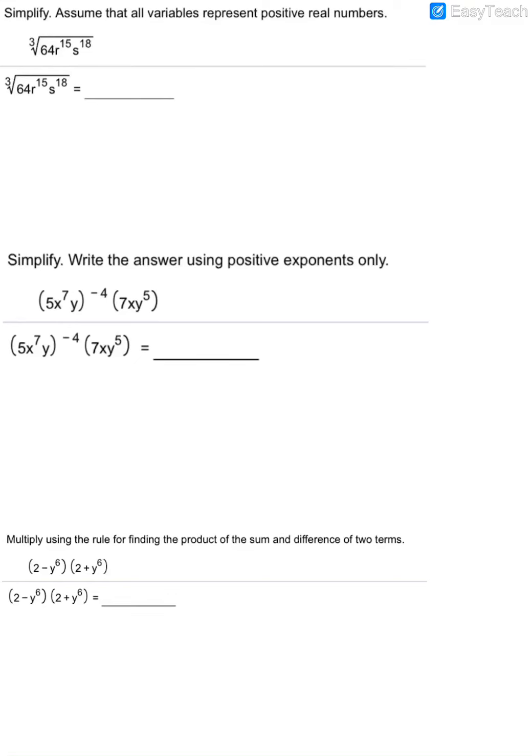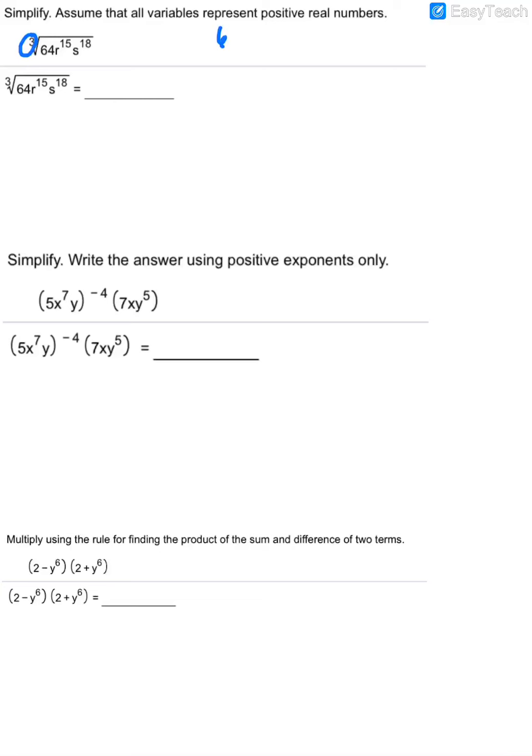Let's review some concepts for your competency exam. On this first problem, we are being asked to take what is known as a cube root of all of those numbers. So let's start with the 64 first.